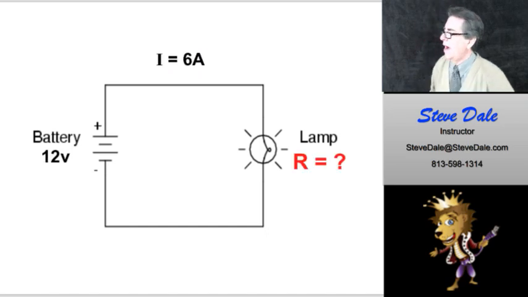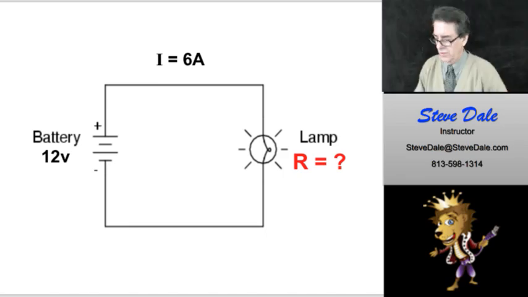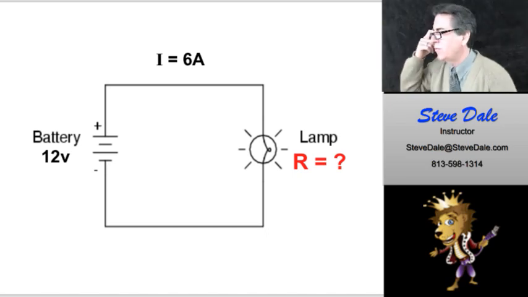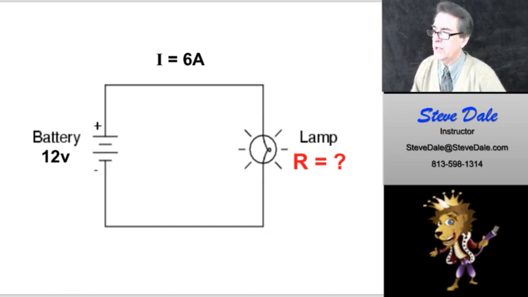Okay, here's another one. I've got 12 volts. You're going to need to look at your sheet here. Okay. Let's take this one. 12 volts. I know the current on this one is 6 amps. I'm looking for the resistance. So I'm going to use, yeah, I can do this here. Let me see.